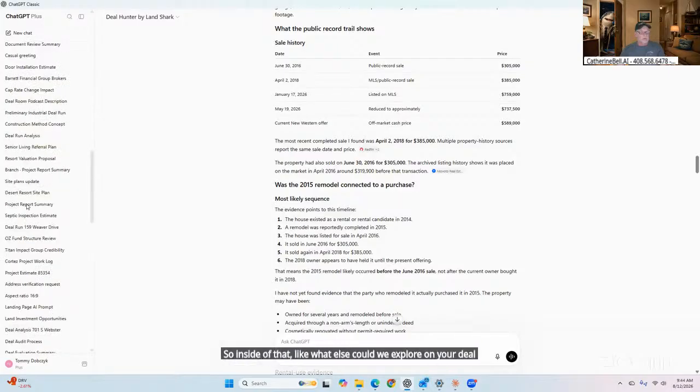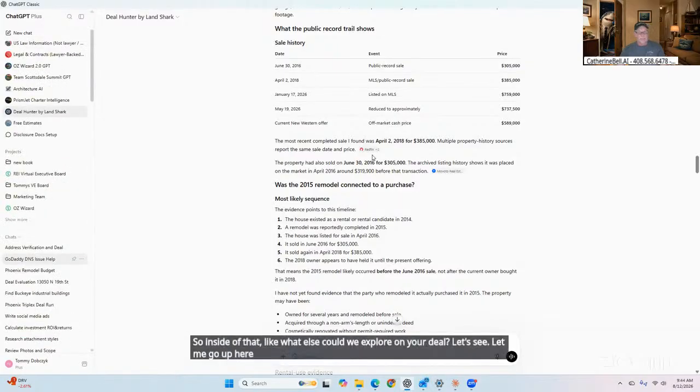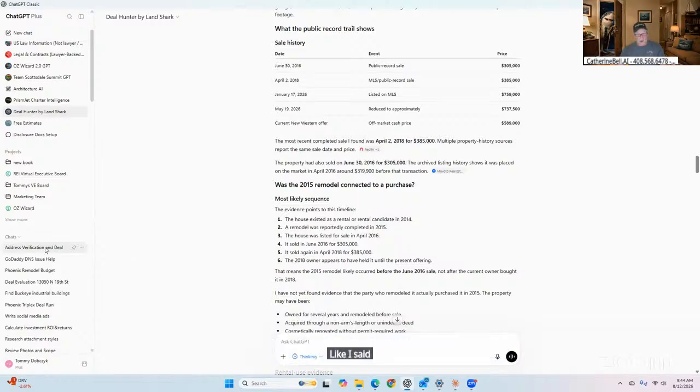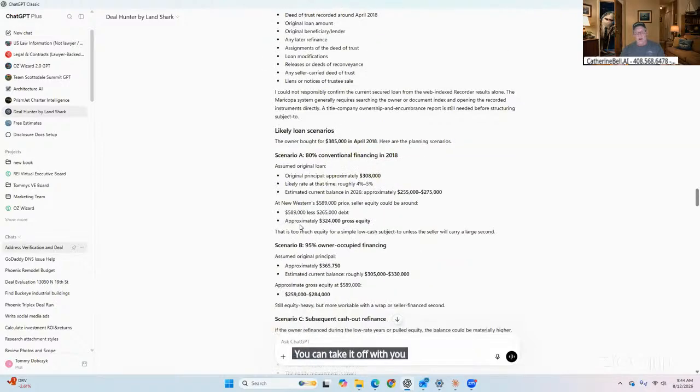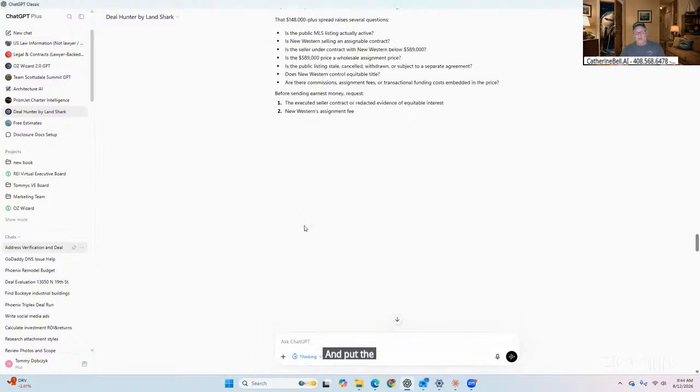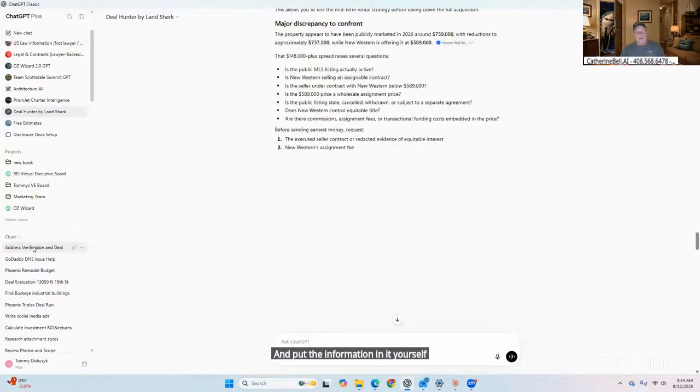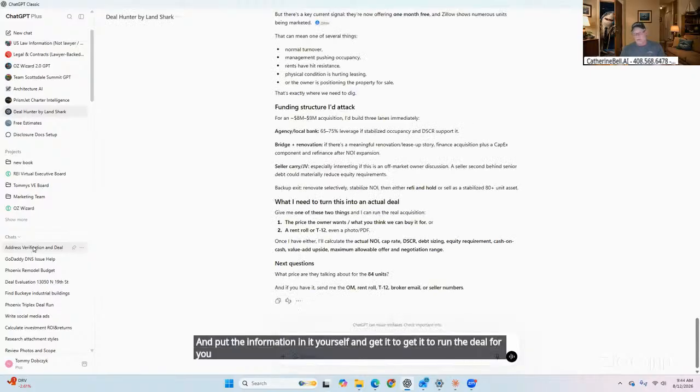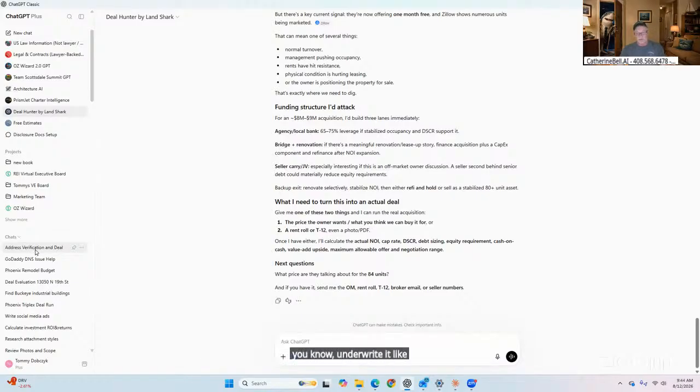Let me go up here. Like I said, if you want, I'll send you this conversation. You can take it off with you and put your information in it yourself and get it to run the deal for you. When you put your T12 in here and all that, ask it to pull any discrepancies, ask it to underwrite it like a 30-year underwriter, and boom, it'll produce.